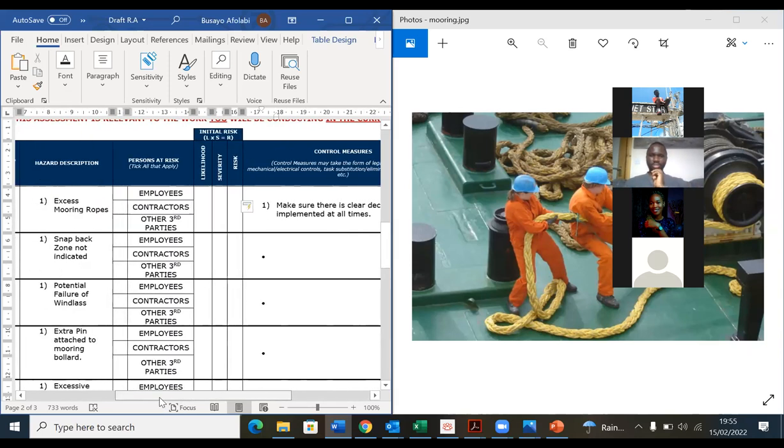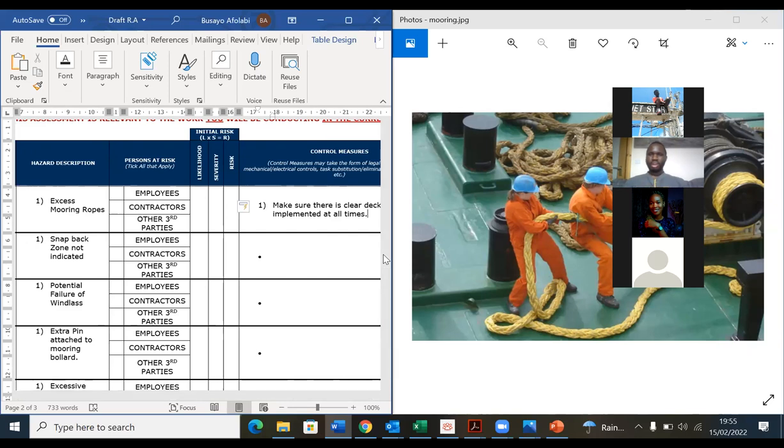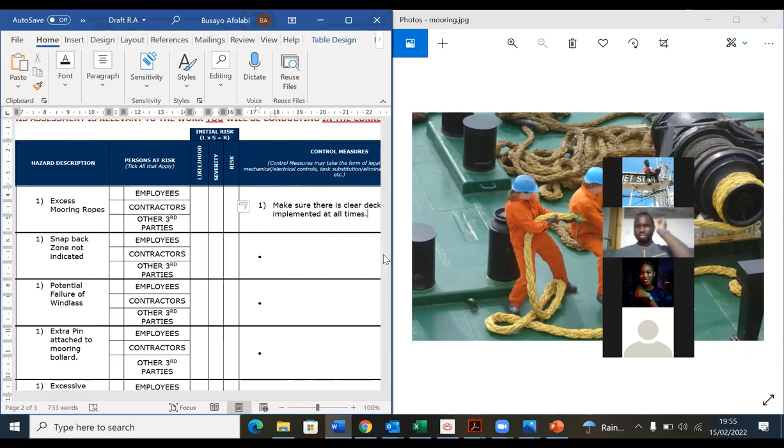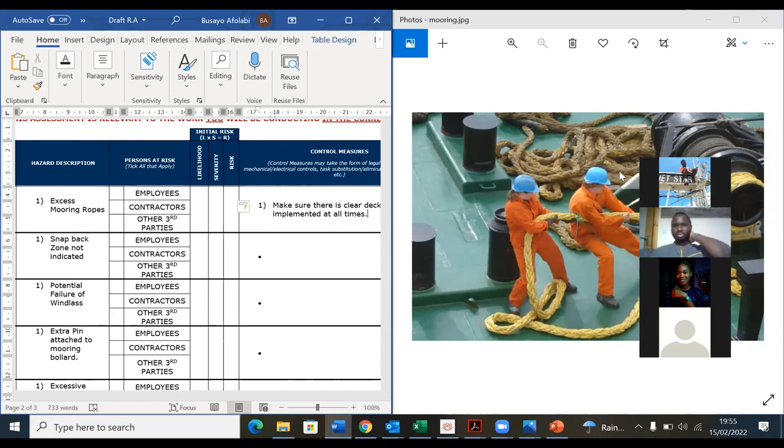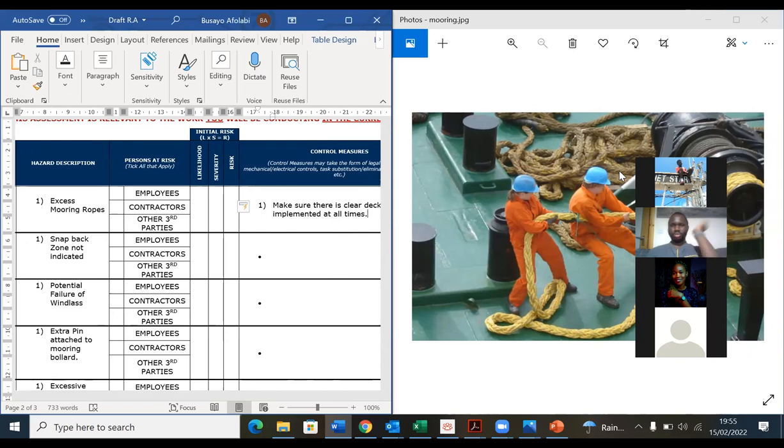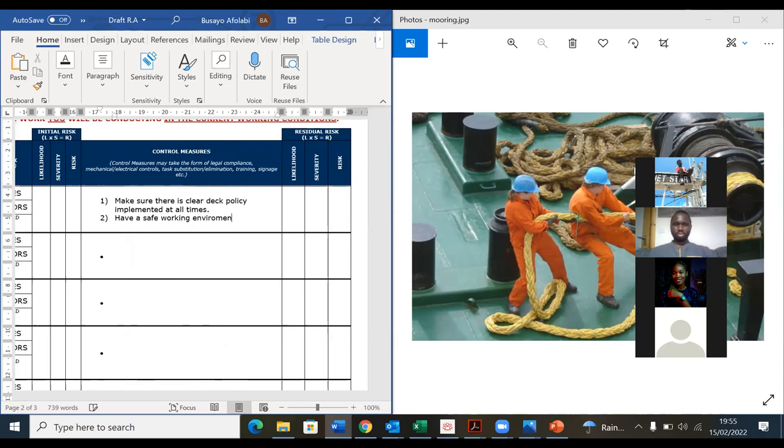Before we even start a clear deck policy, Beatrice also highlighted the other rope is actually yellow, but it's already dirty. That's why it's looking black. Beatrice, what are we going to do with that one? We'll coil it up. What's the control measure? What are you trying to achieve? It can also cause a fall. Yeah, it can, but now we're trying to achieve something. So what are you going to do now? A clear environment.